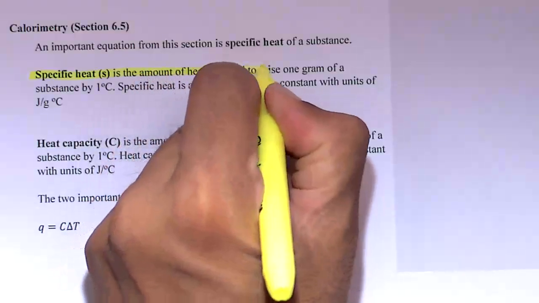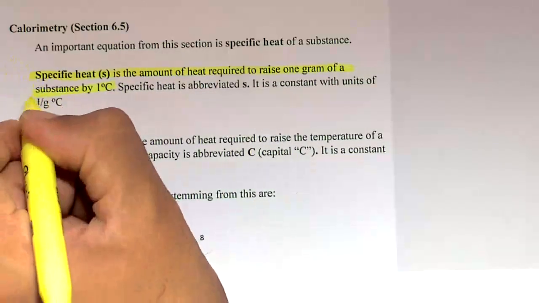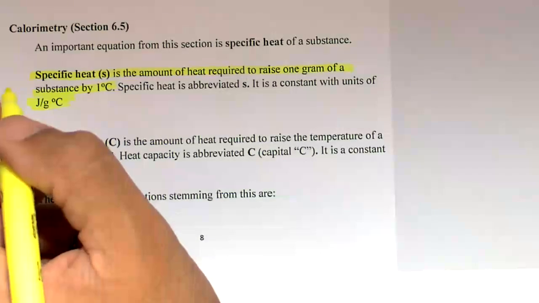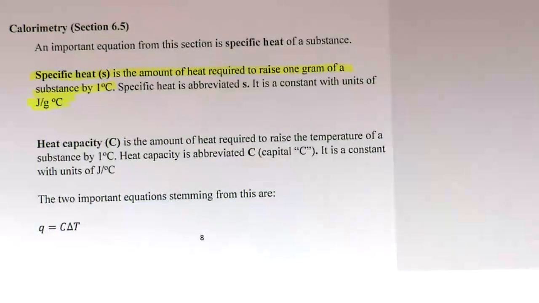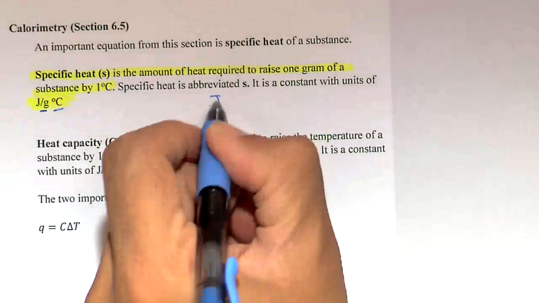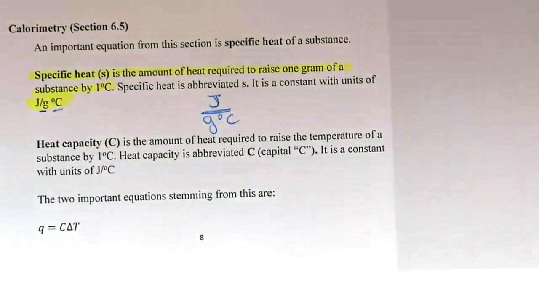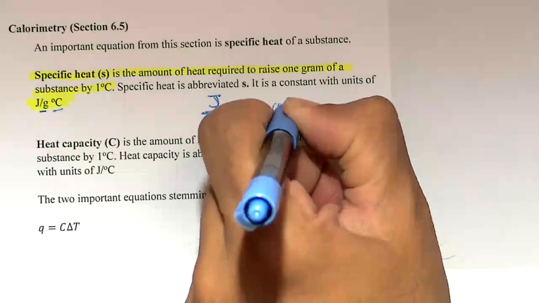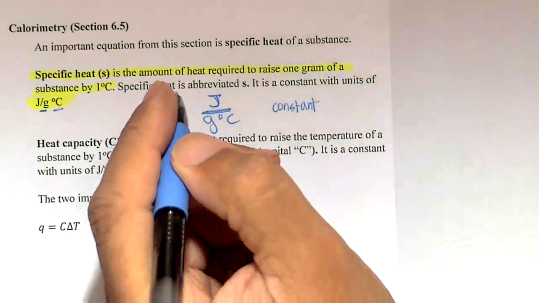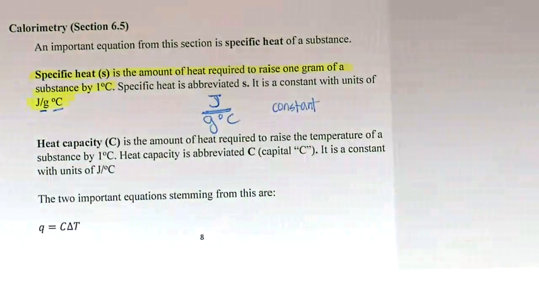Specific heat is the amount of heat required to raise 1 gram of a substance by 1 degree C. The units are joules over grams degree C. This is the specific heat. So it's a constant. You can look at, there's a specific heat. Do you know which substance has the highest specific heat? Water. Strangely enough, water has one of the highest specific heats.